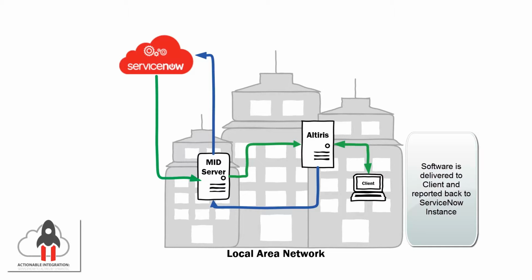Altiris sends that task to the client, and the client communicates back the status of the delivery of that software. And Altiris is then communicating back through the MID Server and to ServiceNow to finish the delivery, tell ServiceNow that it has delivered that, and complete the request item that was created as part of the service catalog.